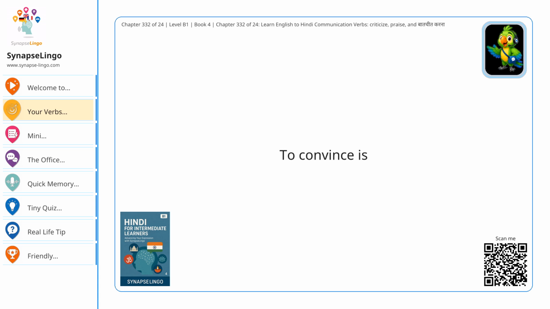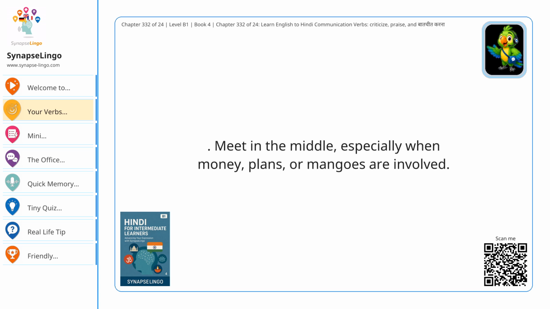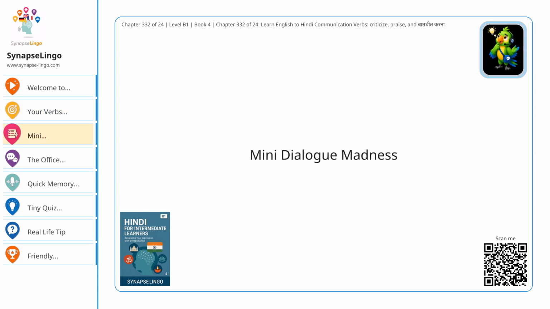To convince is राजी करना. Use reasons, charm, and maybe snacks. To negotiate is बातचीत करना. Meet in the middle, especially when money, plans, or mangoes are involved. Mini dialogue madness. Now you will hear the words in action. Picture each scene like a tiny comedy sketch.